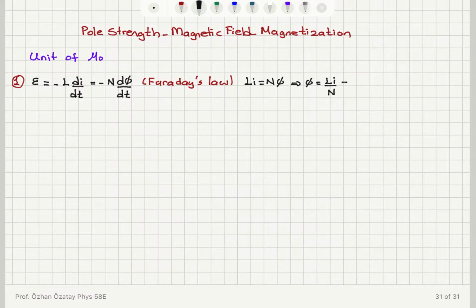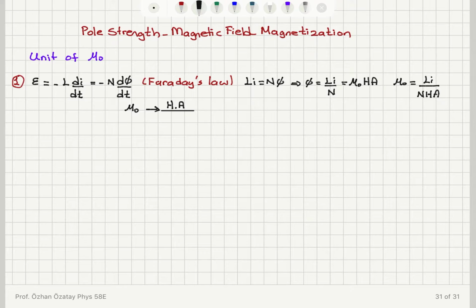which is equal to, in SI units, mu0 times H times the area A. So you can find that mu0 can be written as Li divided by number of turns n, magnetic field H times A. So this gives us, for the unit of mu0, the following. So mu0 is the unit of inductance Henry, unit of current amperes, divided by the number of turns, which doesn't have a unit.